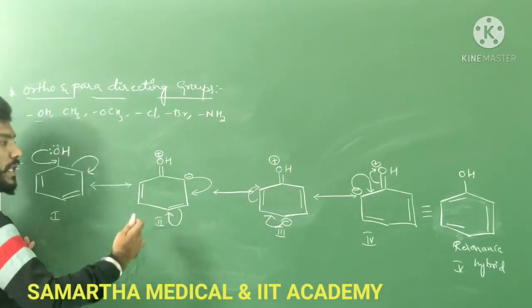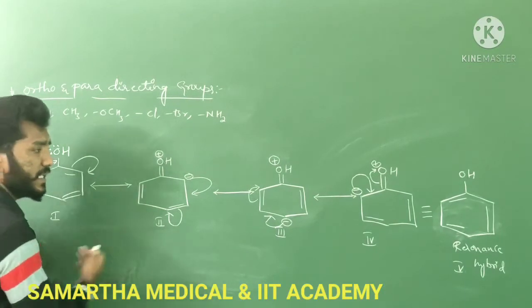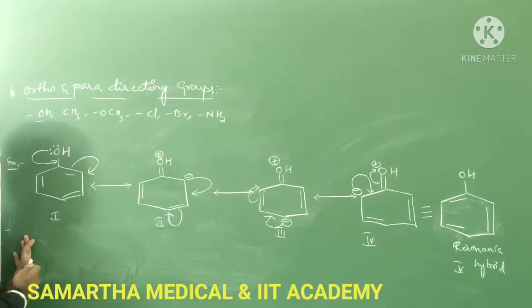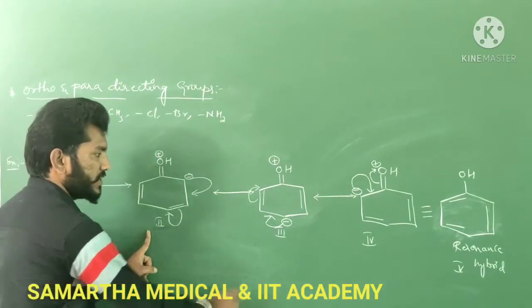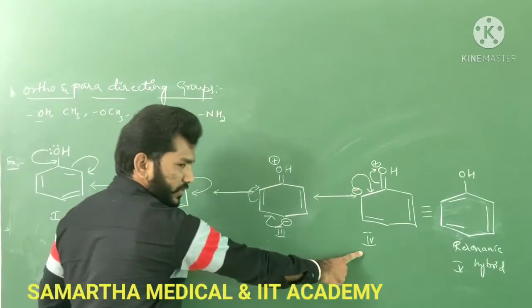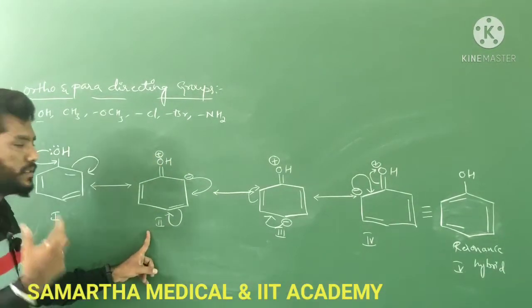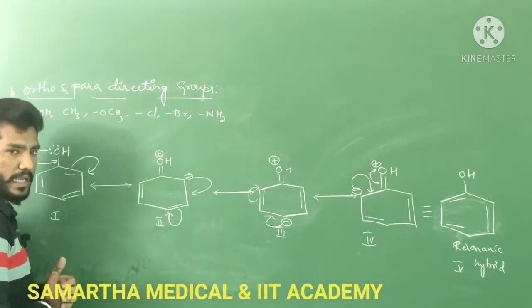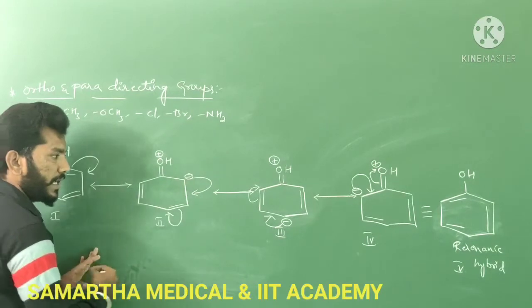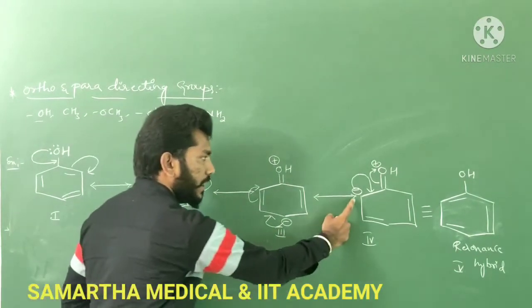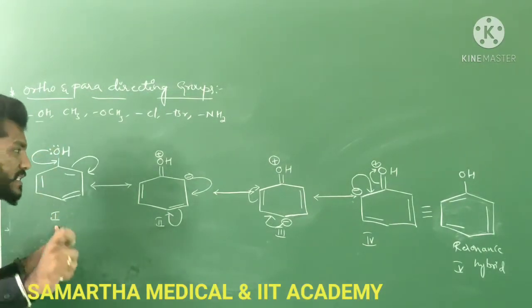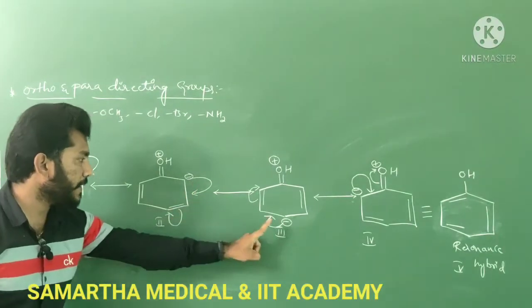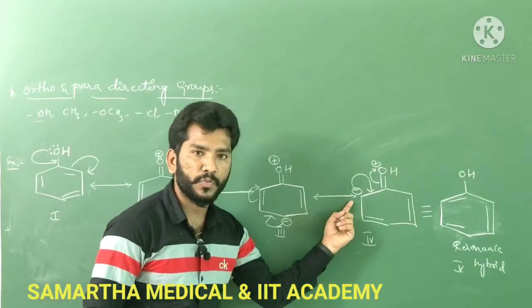While writing these resonance structures, you just observe structure second, structure third and structure fourth. Here you can see the negative charge at the ortho position, the para position, and again at the ortho position. So when these particular groups are present in a ring, the electron density is maximum at the ortho position, the para position, and again the ortho position, guys.